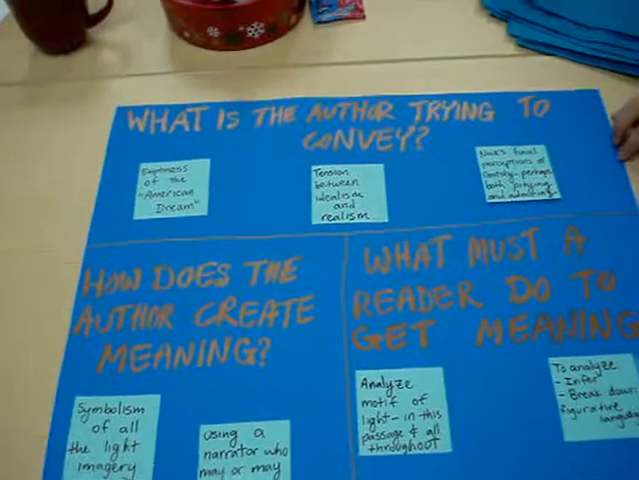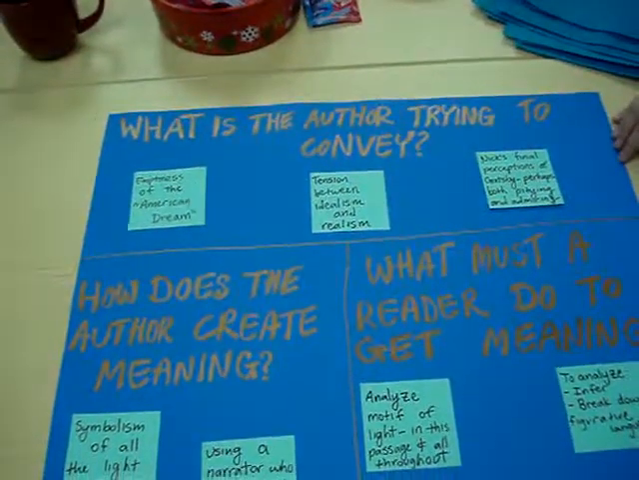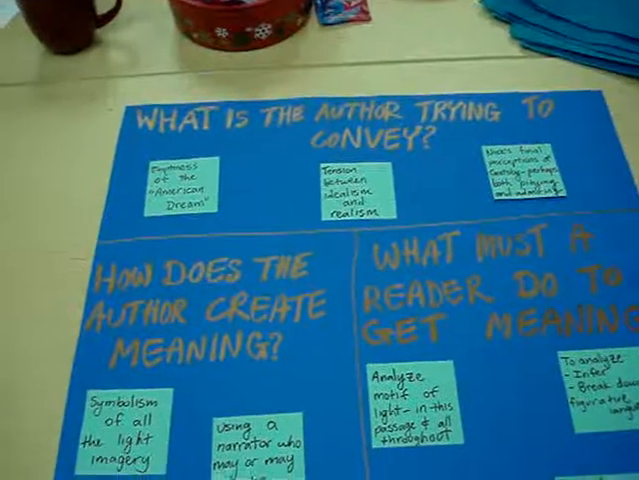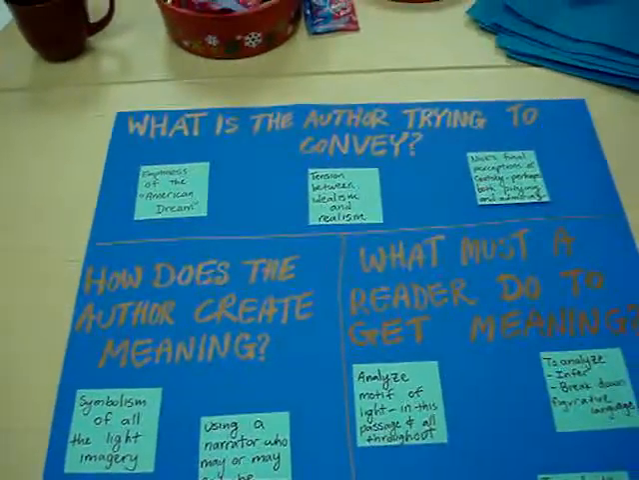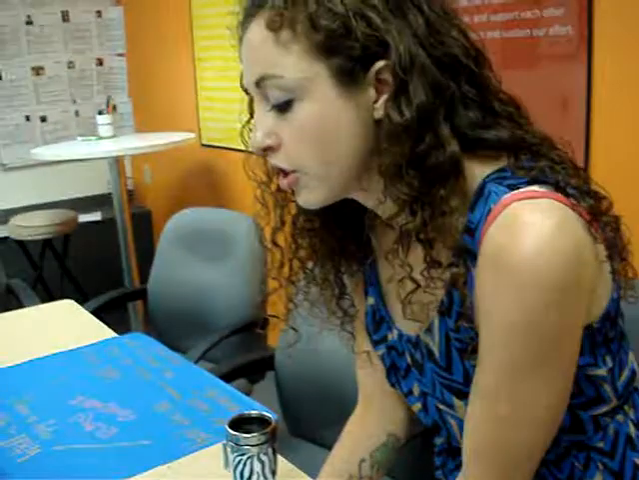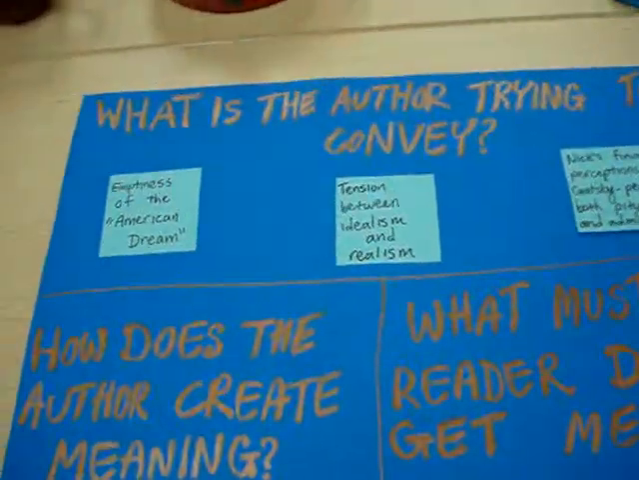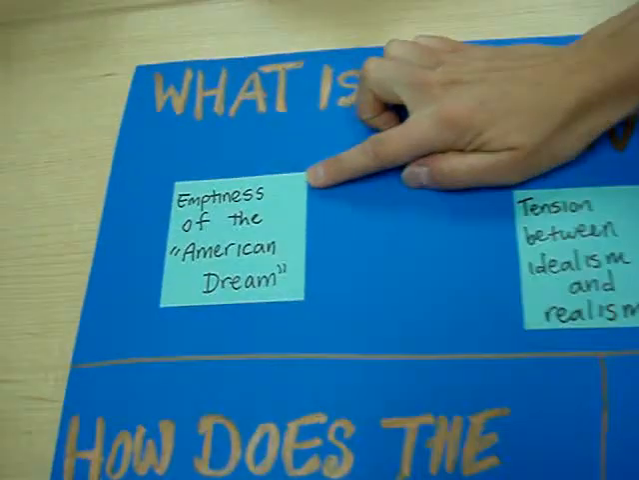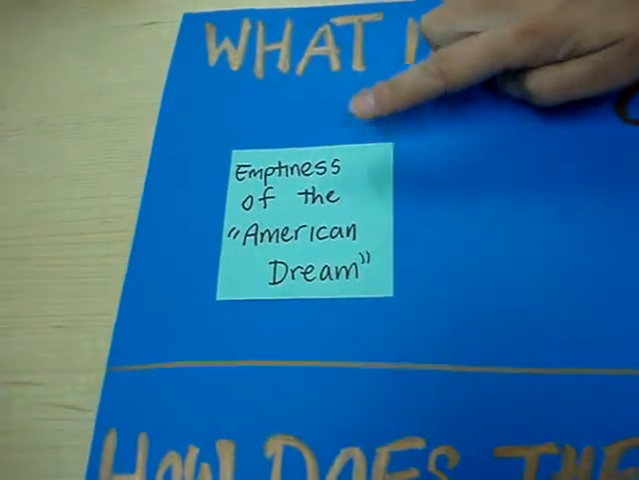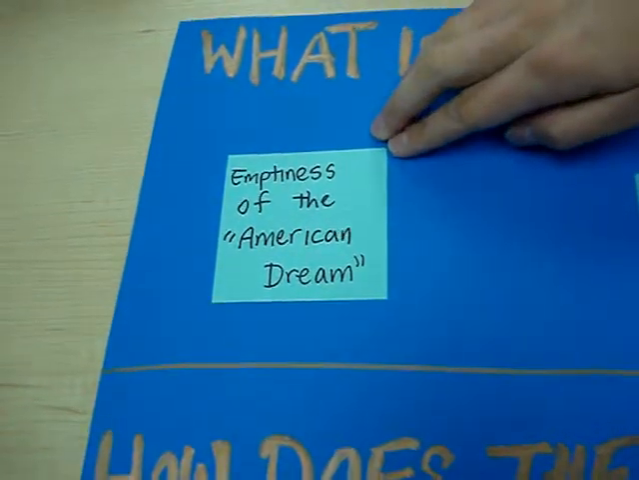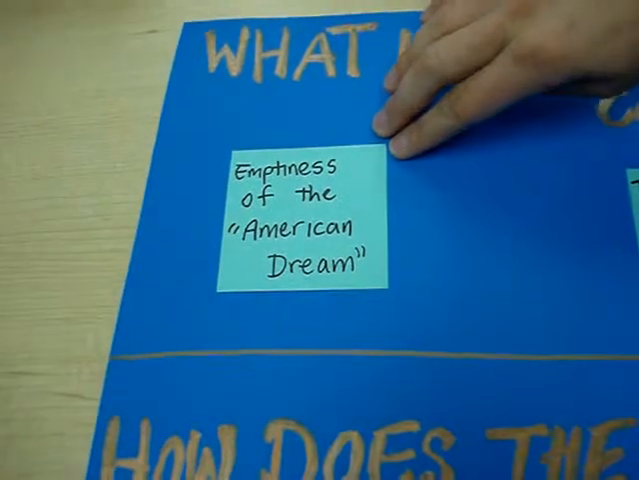As we use the ELA framework to actually break down what I just read, thinking about what we would want our students to be noting and considering, first we're going to ask, what is the author trying to convey here? So, a huge theme in The Great Gatsby is the emptiness of the American dream, and that's something that's very much hit home in this final passage.